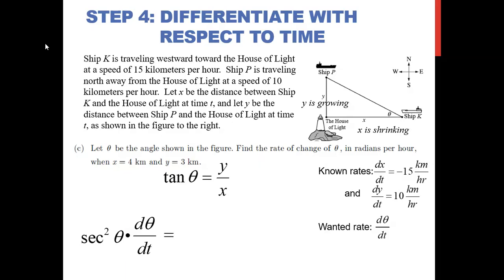And so we're going to use the quotient rule here. We're going to have the derivative of the top function times the bottom function minus top function times the derivative of the bottom function all over the bottom function squared. We did it. We differentiated with respect to time.